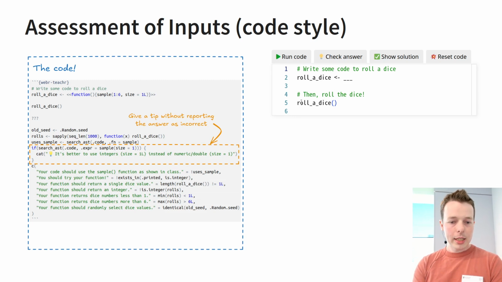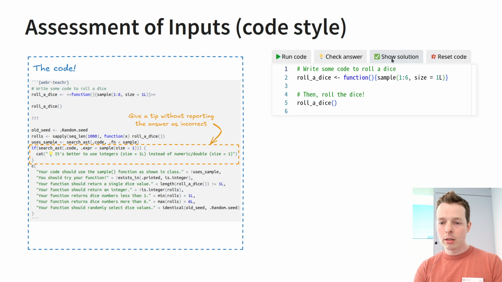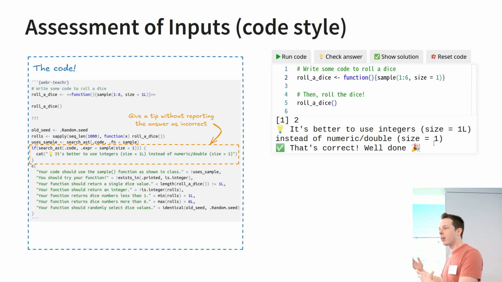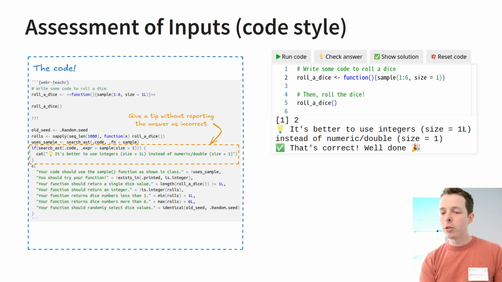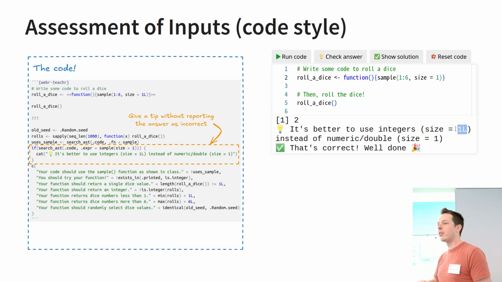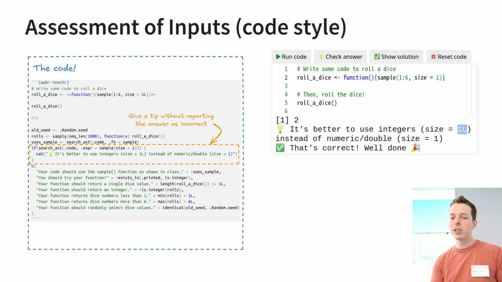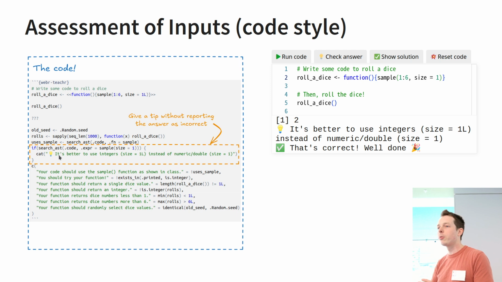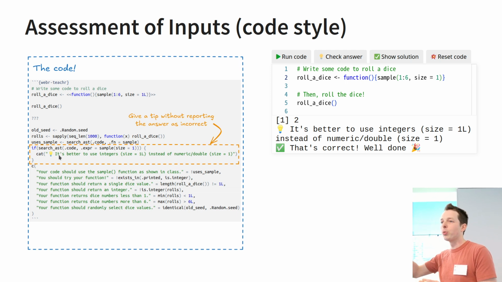And then lastly here, if I did do the sample size of 1 without making this the integer, I can use metaprogramming. I can still give the right answer. Yes, you got it right. But it's better to use integers, 1L, instead of 1. I've seen that we've used a double instead of an integer, and I can give that targeted feedback. So this is more code style based on what was written in the code. And there's some functions to help you do this, like search AST, which will do that recursion, look for the functions, rather than writing these loops yourself.